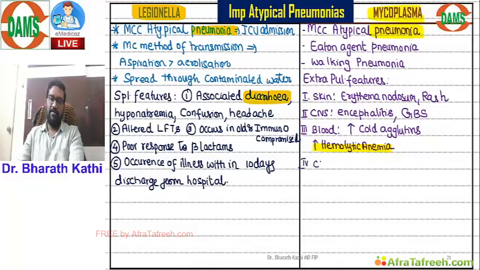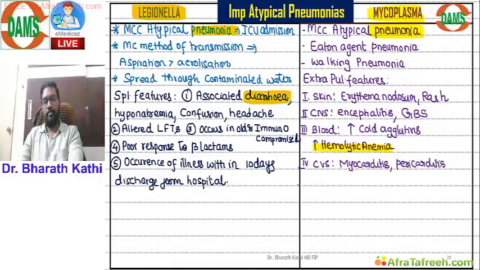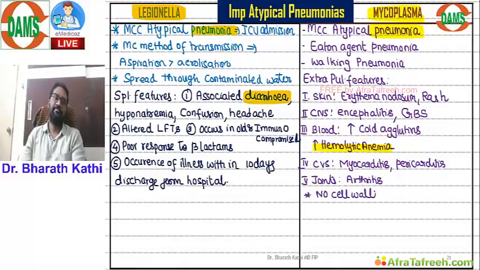And within the CVS, rarely myocarditis, pericarditis. And within the joints, there can be arthritis. And one important feature of Mycoplasma organism is, for this organism, there is no cell wall. There is no cell wall.